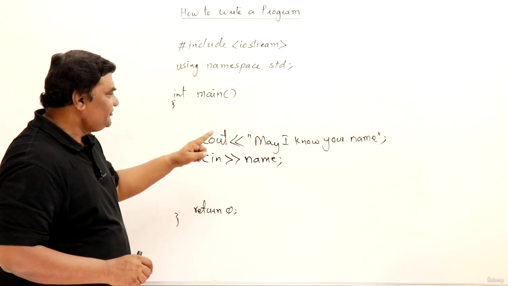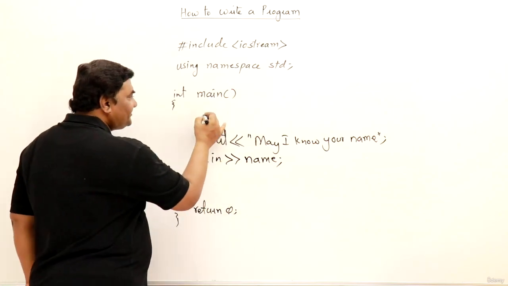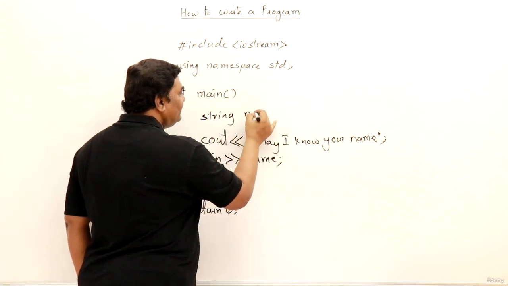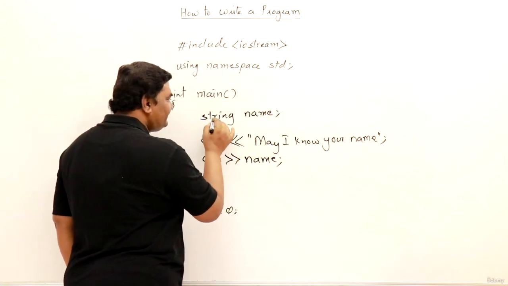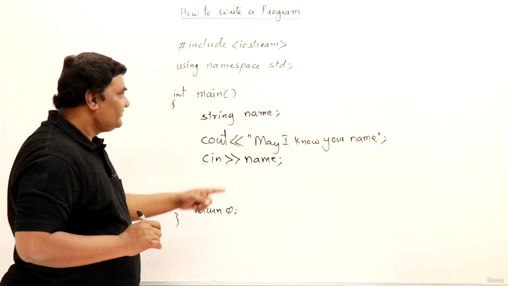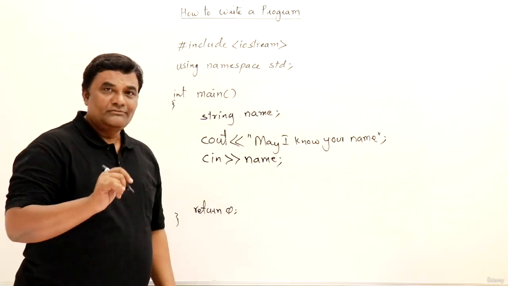So in C++, you should declare the variables before using them, right? So I should declare it. So which type? I should declare it as a string. String, and variable name is name. So what is this string? This is the data type. We are going to learn about the data types afterwards. So this is the name of a variable. So it will read the name from the keyboard.